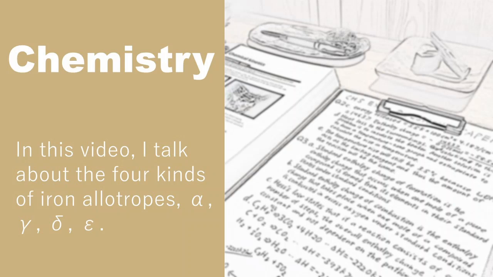Let's move on to the last one, at least at the time of recording. Epsilon iron, also known as hexaferrum, forms when alpha iron undergoes a phase transition under high pressure. Epsilon iron has great significance in the field of geology because it is thought that some of the iron in the Earth's core might exist as hexaferrum.